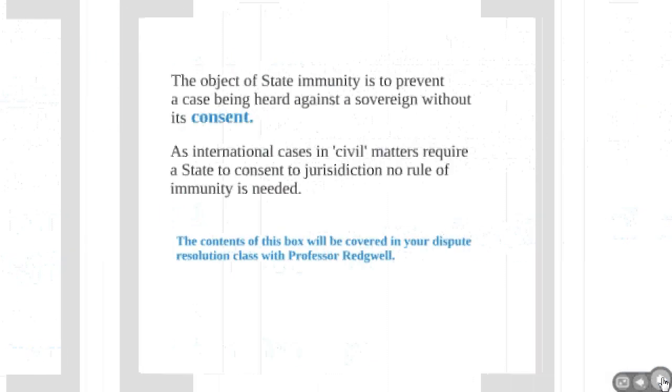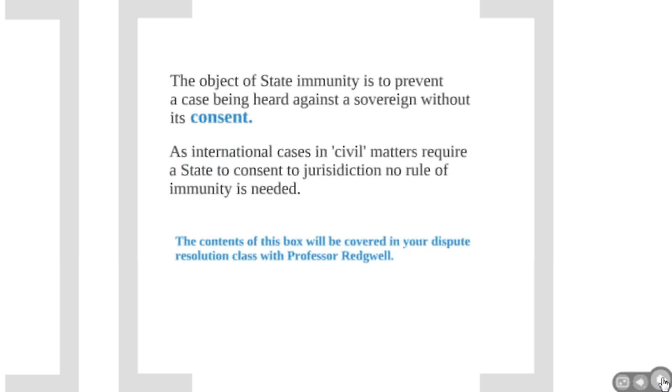All right, now let's consider the case of civil claims before international tribunals. The point here is that what we'd think of as civil claims at the international level is really international dispute settlement. It's questions of state-to-state responsibility. And the object of state immunity is to prevent a case being heard against a sovereign without its consent.